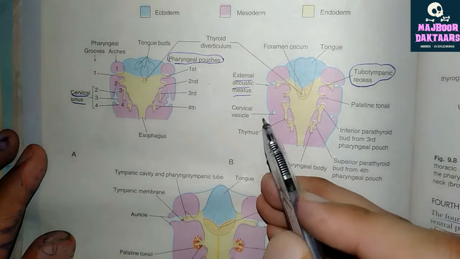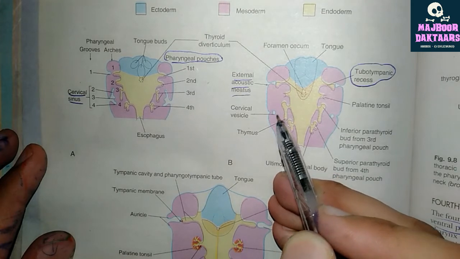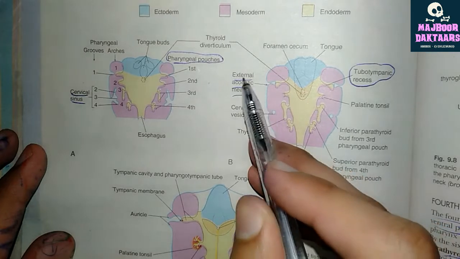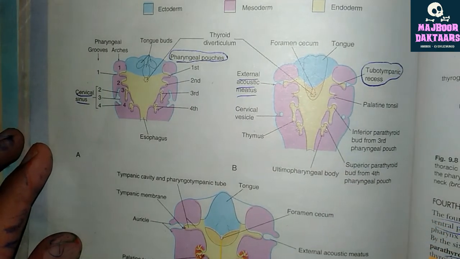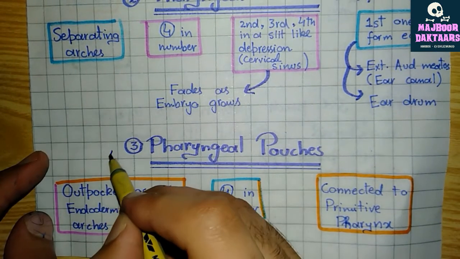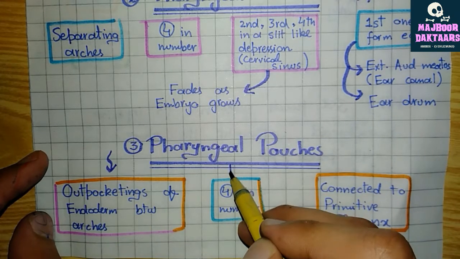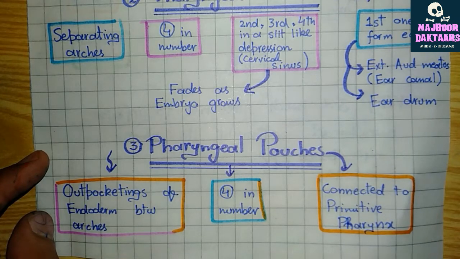Now as you can see, all of these regress with time, and then the mesoderm takes over, while the first one gives rise to the external acoustic meatus. Now talking about the pharyngeal pouches. These are the outpocketings of endoderm between arches, 4 in number, and connected to the primitive pharynx.